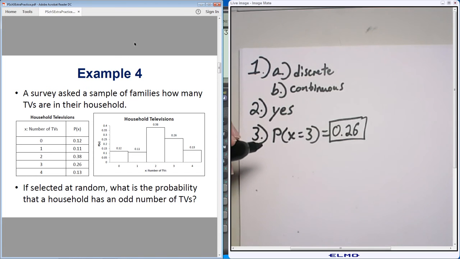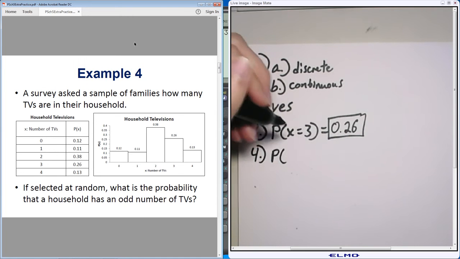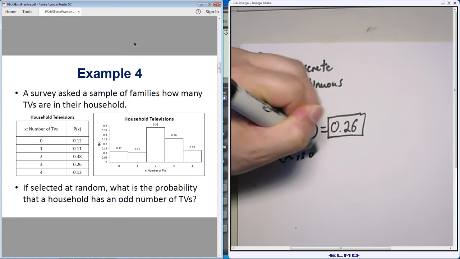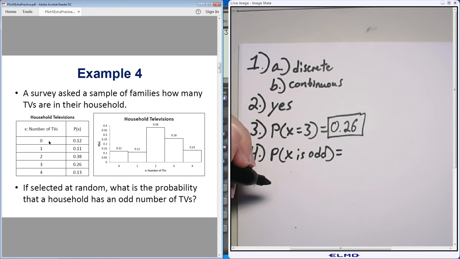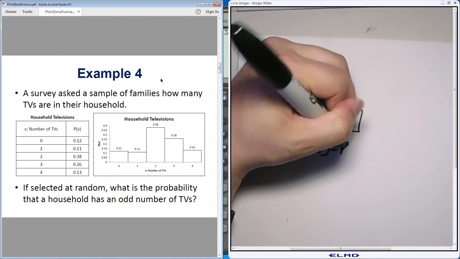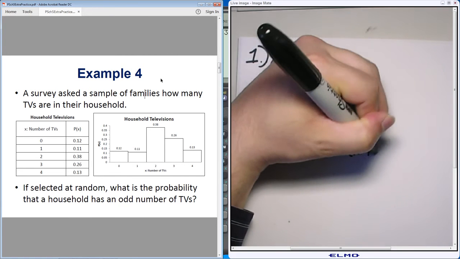That's number 3. Number 4 says, what's the probability a household has an odd number of TVs? All right, so X is odd. Odd numbers are 1 and 3 in this case. 1 and 3 are the only odd numbers. Okay, so the probability of being odd would be the probability of a 1 or a 3. So X equals 1 or 3.